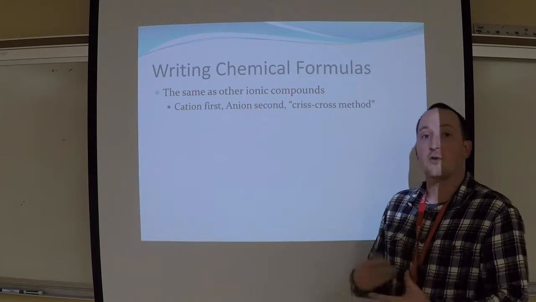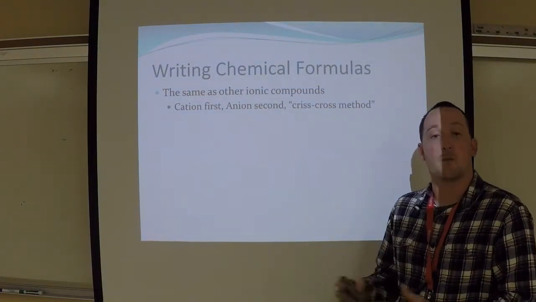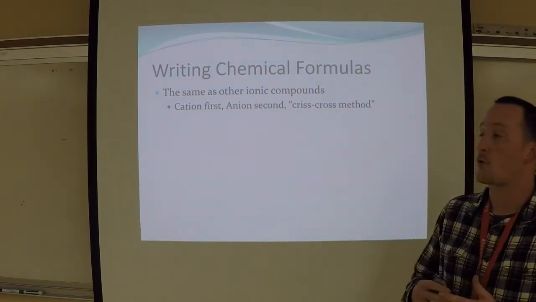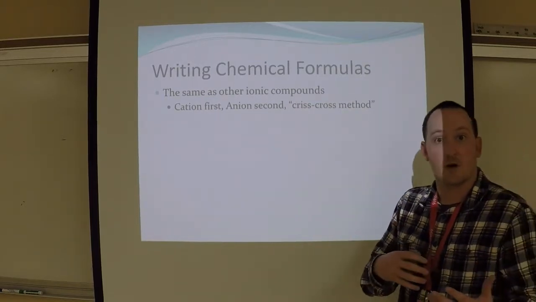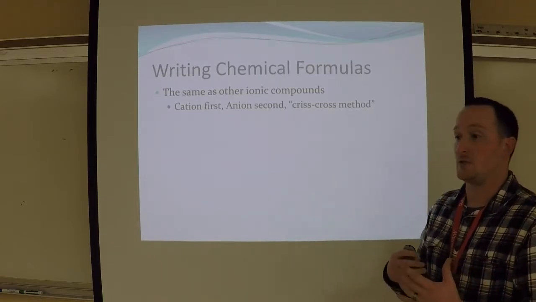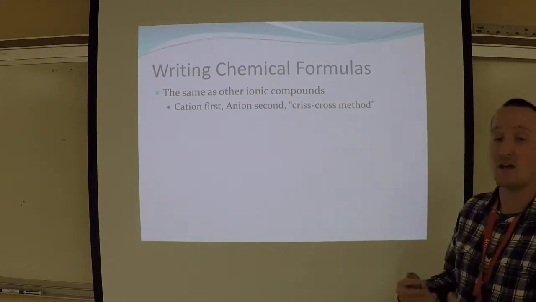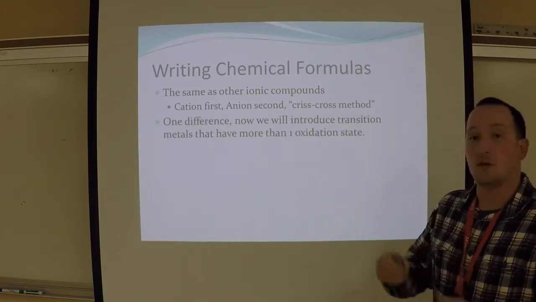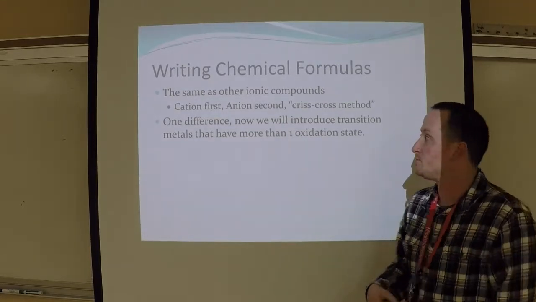Whenever you're writing the formulas for these type 2 ionic compounds, or compounds with transition metals, you name them and write the formulas the exact same way as you did the first type of ionic compounds, or type 1. Basically, all you're going to do is put the cation first, followed by the anion second, and you're going to use the crisscross method. So remember what the crisscross method is: you take the charge of one ion and write it down as a subscript on the other.